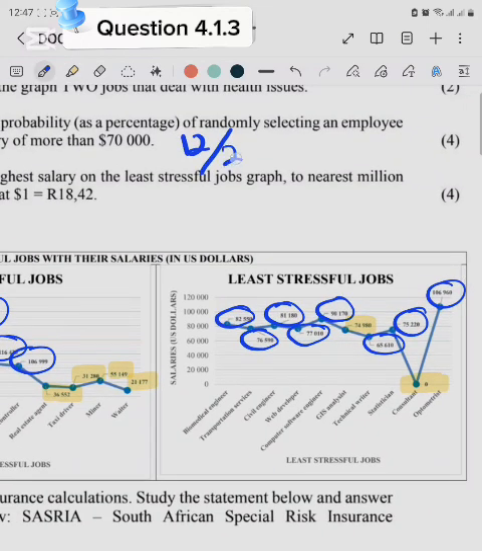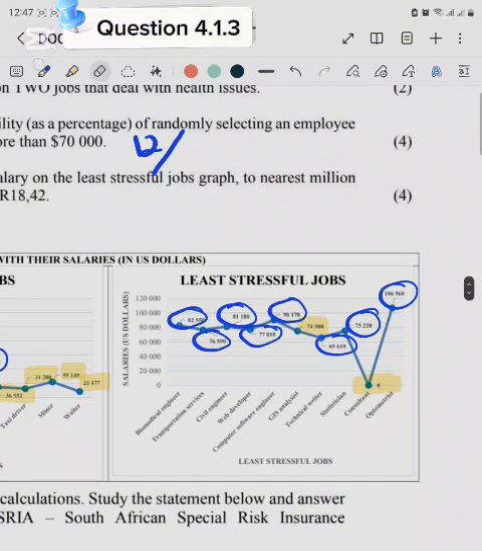That would be the answer as a fraction. But given that they want it as a percentage, I'm just going to multiply by 100 to get to a final answer. And that will give me 60%. And remember, it's quite important you do show that percentage sign in your final answer.